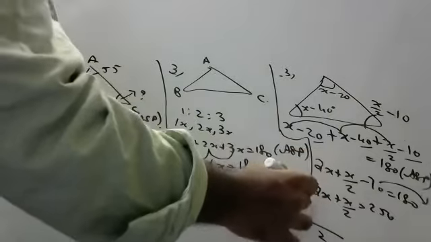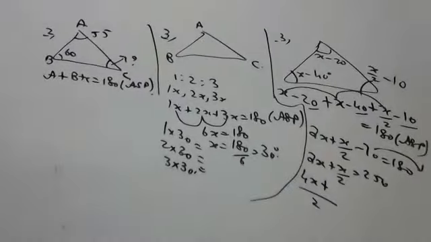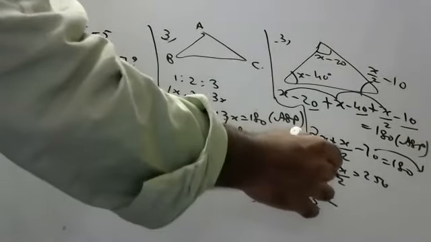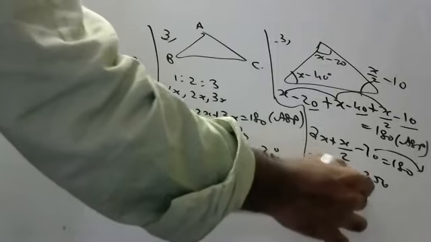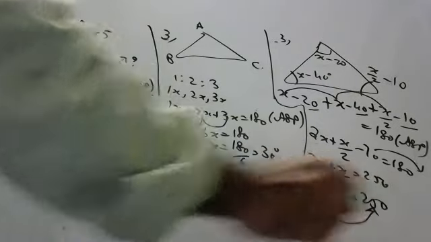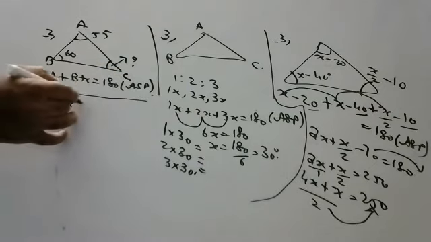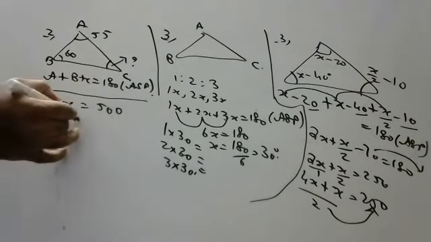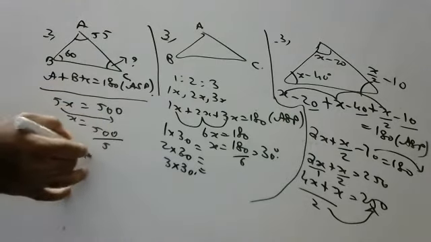Sir, the camera is not visible. Can you slightly bend it, sir? Yes, sir. 4x plus x is equal to 250, so 5x is equal to 500. 5x is equal to 500. X is equal to 100.